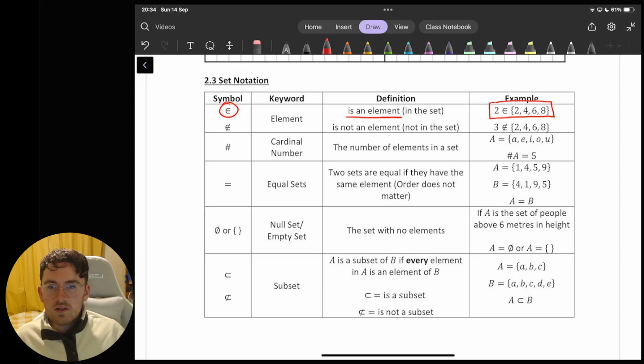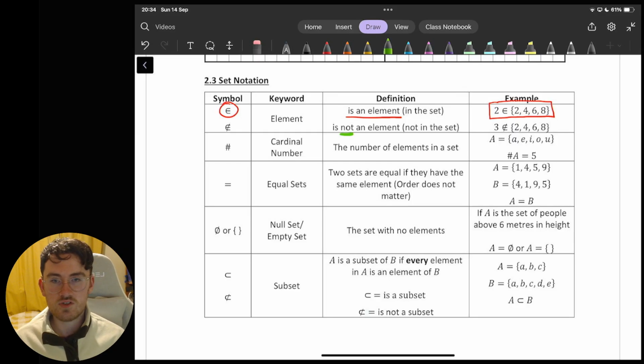The other symbol is the same E but with a line through it this time, and that just means is not an element of. So we can see the example over on the right. 3 is not an element of 2, 4, 6, 8.